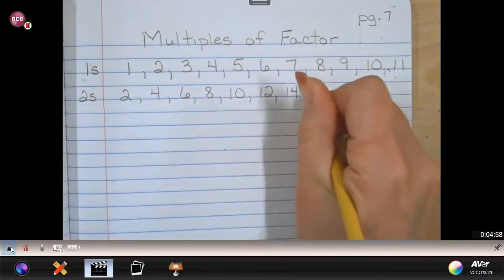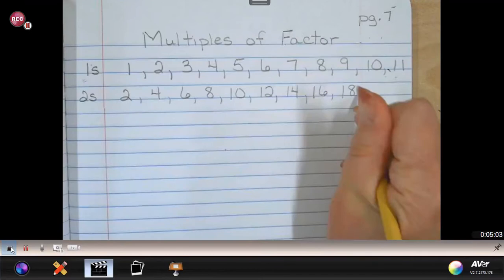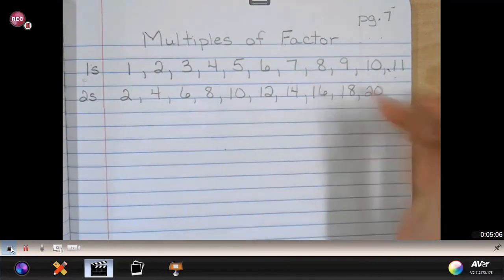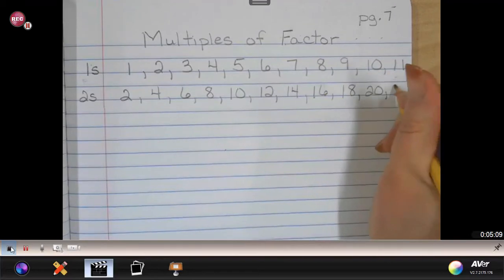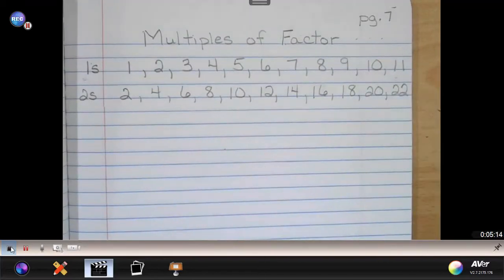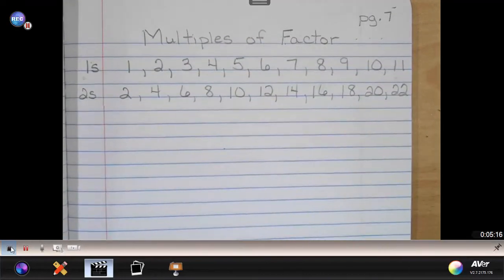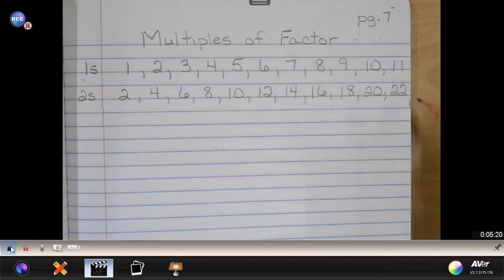Almost got ahead of myself with the 18. 9 groups of 2 would be 18. 10 groups of 2 is 20. And if I add on one more group of 2, that would be 22. And I, of course, could continue adding on groups of 2 from now until forever. But for the sake of helping us with our multiplication, we're just going to go up to 22 at this point.